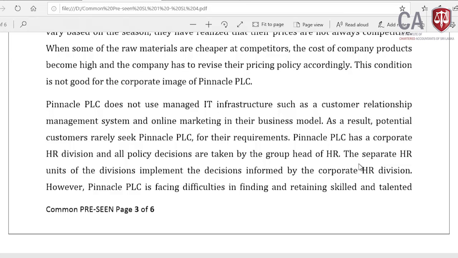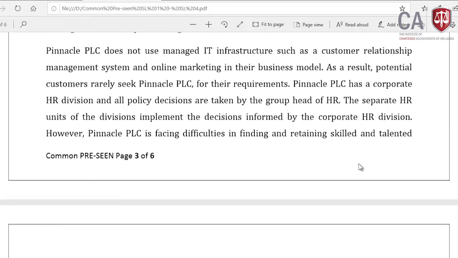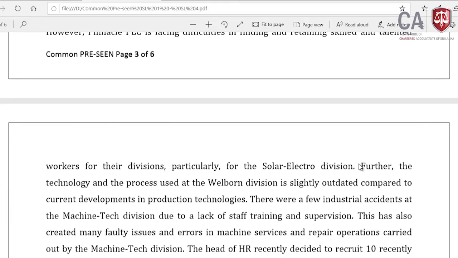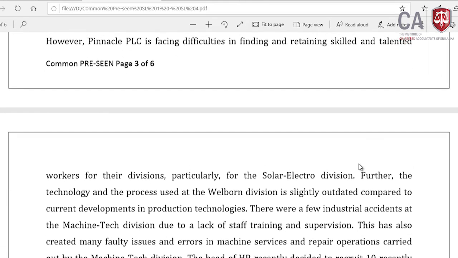However, Pinnacle PLC is facing difficulties in finding and retaining skilled and talented workers for their divisions. So, what has happened? Pinnacle PLC is facing difficulties in finding and retaining skilled and talented workers for their divisions.